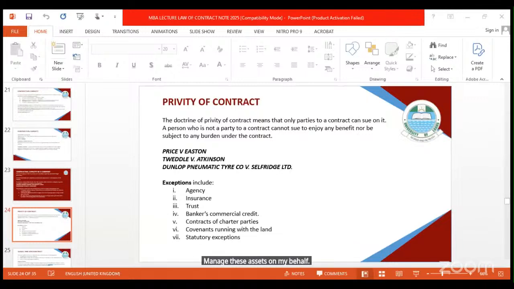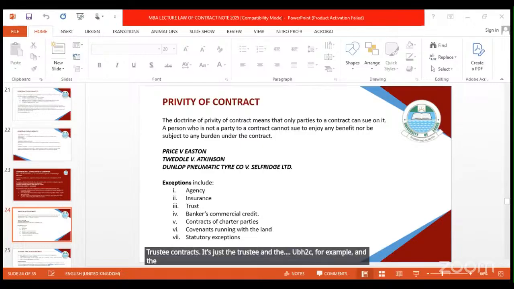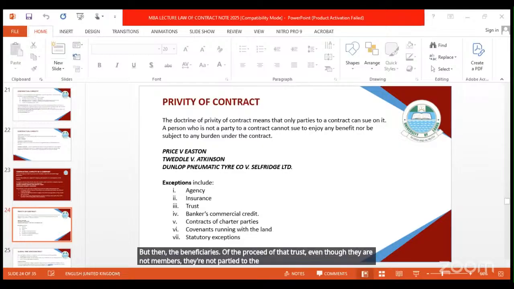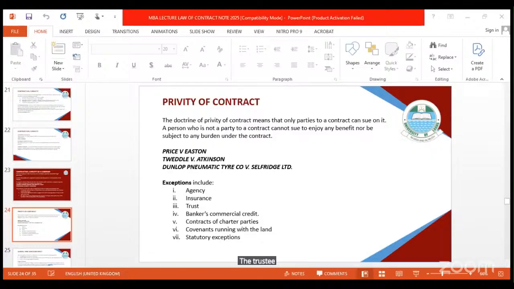That is the contract that you have. So if you pick that trustee contract, it's just the trustee and the UBA trustee, for example, and the owners of the property. But then the beneficiaries of the proceeds of that trust, even though they are not members, they're not parties to the contract between the owners and the trustee, can still sue the trustee and claim whatever is the benefit under it because it is an exception.